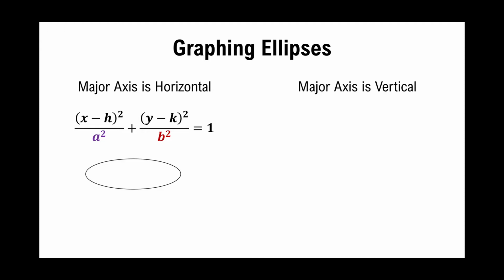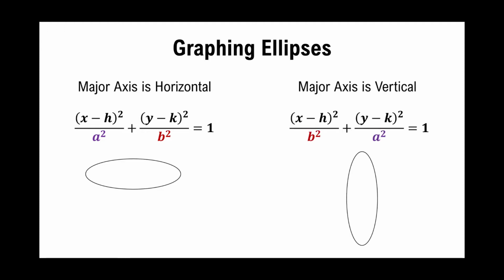Now, what if I have a major axis that's vertical? That's going to look like that when I graph it on the coordinate plane. It seems very similar, but what is the difference? The difference is the a squared and the b squared have switched places. So that's really what's going to let you know how to graph an ellipse on a coordinate plane. The a value is always bigger. So when you're looking at an equation, whichever has the bigger number in the denominator will let you know if your major axis is horizontal or vertical.